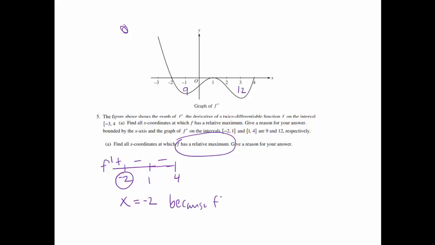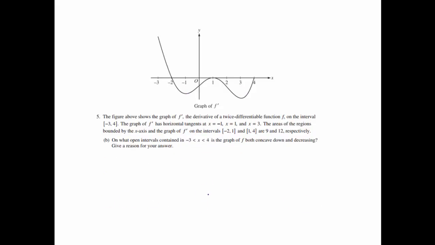because f prime changes from positive to negative, and that was worth 2 points. If you identified x equals -2, you got a point, and if you were able to say why, you got your second point. Okay, part B.